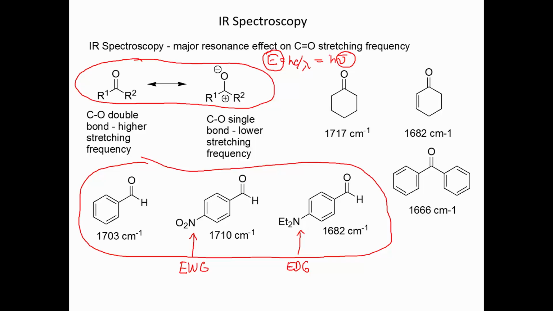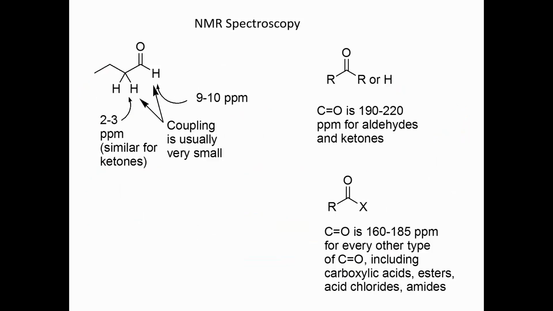Okay, over here we have some other interesting things. If we take cyclohexanone at 1717, but we add this double bond here, conjugating the system, we see that the stretching frequency has dropped quite a lot, by 35 wave numbers. So conjugation results in a lowering of the stretching frequency as well. The effect is more or less additive. In this case, we have two benzene rings here, and the stretching frequency is all the way down at 1666 wave numbers.